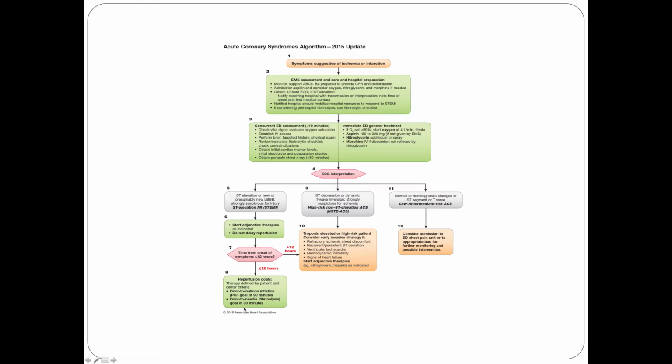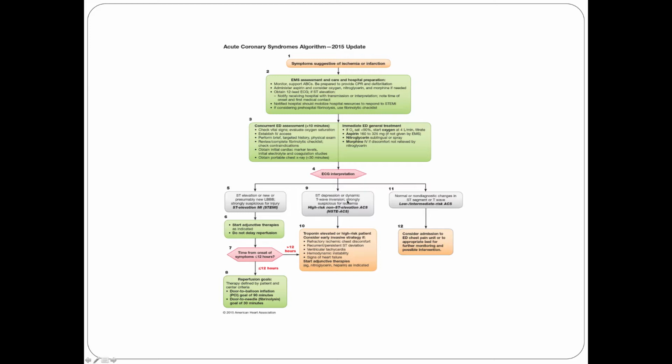Door to needle: if we're just going to try to open them up with fibrinolysis, clot and anti-clot therapies, TPA, whatever you're using, then we can use that also, depending on where our location is.